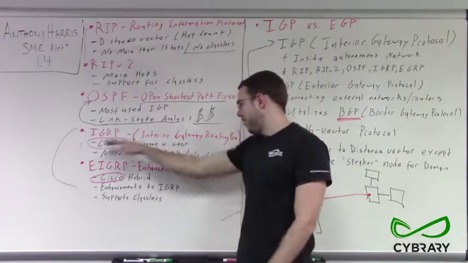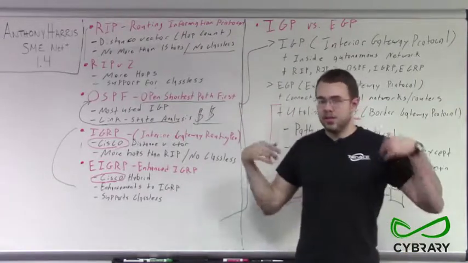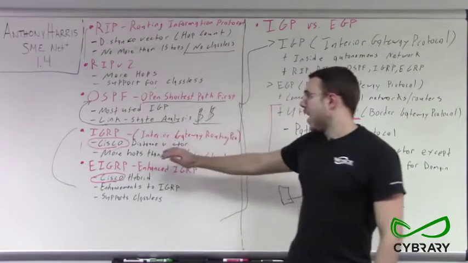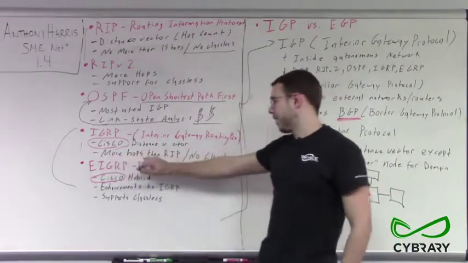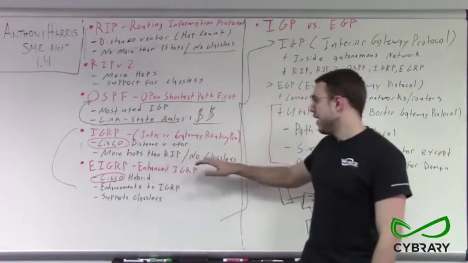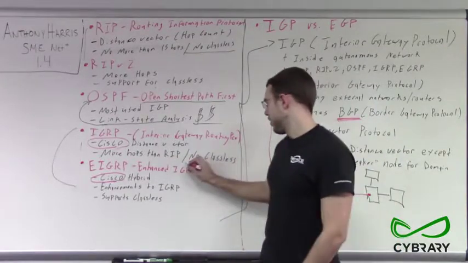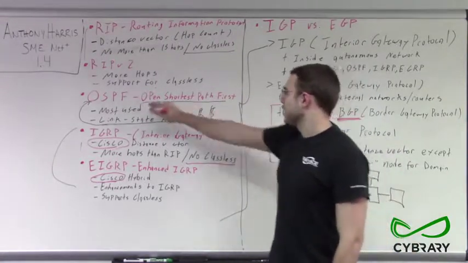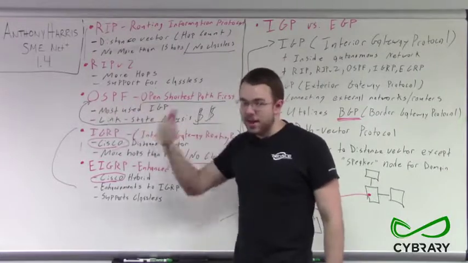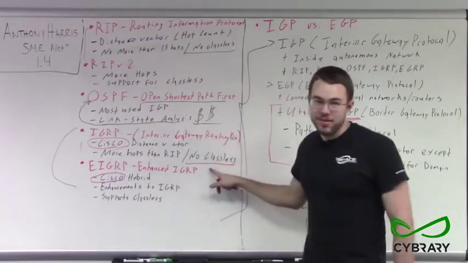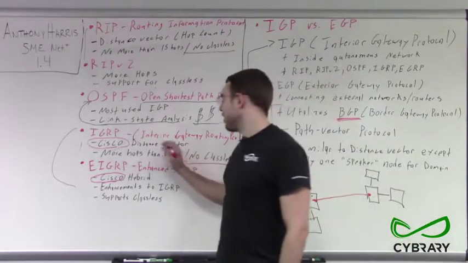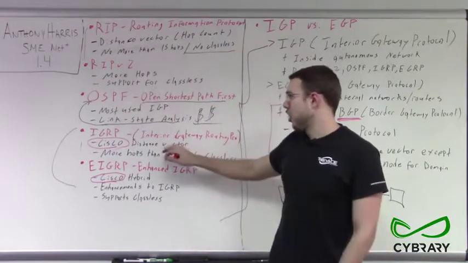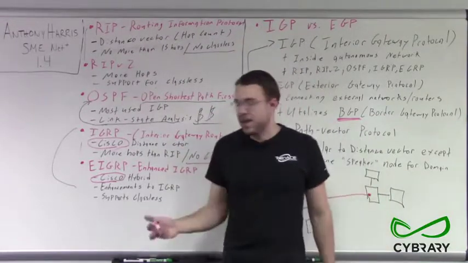So IGRP is a Cisco distance vector protocol, which means, again, distance vector, just like RIP and RIP v2, is hop-based. However, IGRP can handle more hops than RIP, but it's still not classless, so it can't handle classless addresses. Forgot to mention, OSPF does handle classless addresses, so it can handle subnetting. IGRP cannot, and RIP cannot handle classless addresses. But IGRP can handle more hops than RIP can.